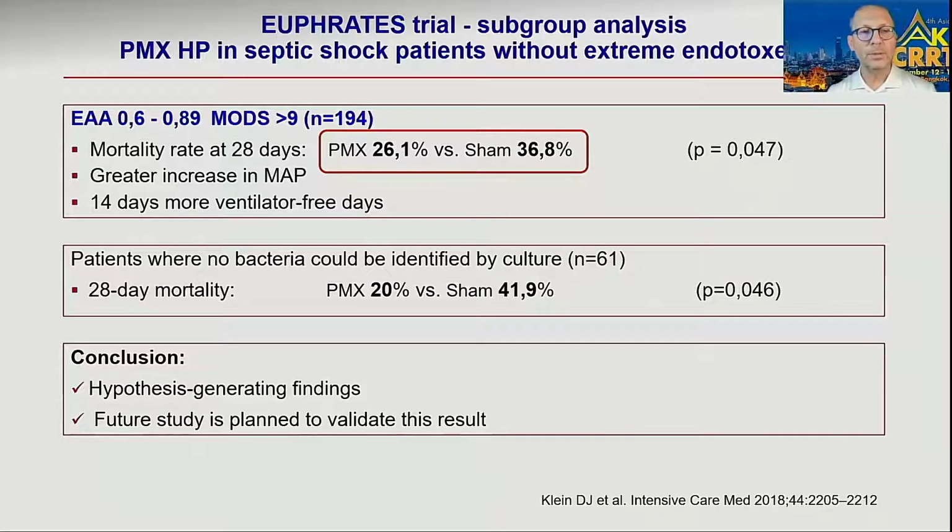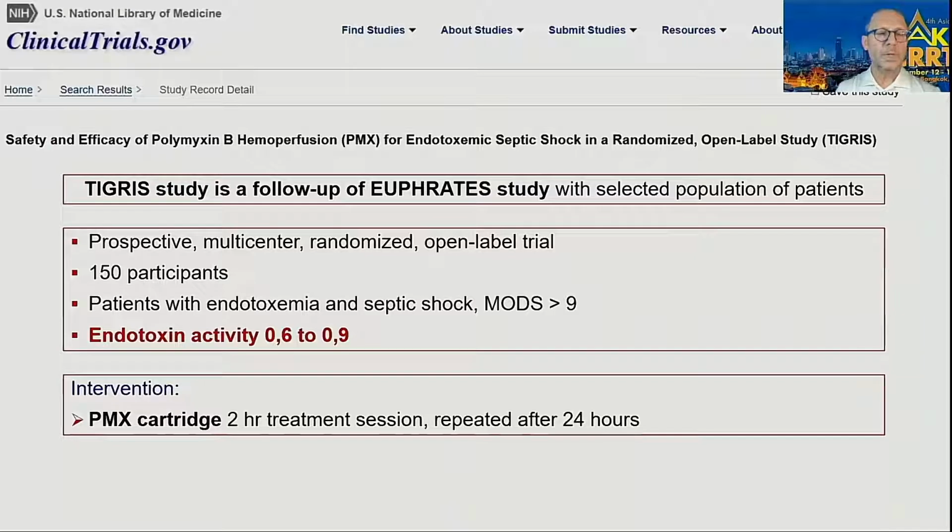In conclusion, the findings of the study were considered hypothesis generating, and a future study was announced to validate this result. This future study is called the Tigris study, which is a follow-up of the EUPHRATES study with a selected population of septic shock patients with MODS score above 9 and a level of endotoxemia between 0.6 and 0.9. So we will be waiting for the results.